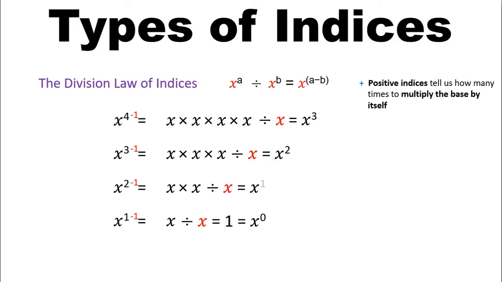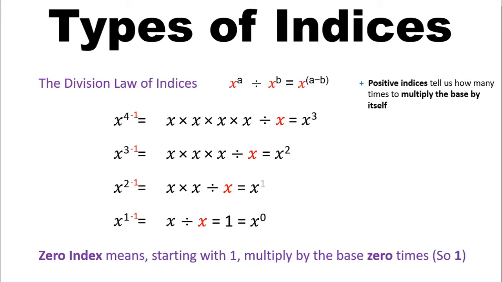When they see x with no power, they think that's the same thing as x to the power of 0, which is also not the case. The 0 index means if we had started with a value of 1 and we multiplied by the base 0 times, we would still have just 1. So there's the missing piece to our definition of indices.